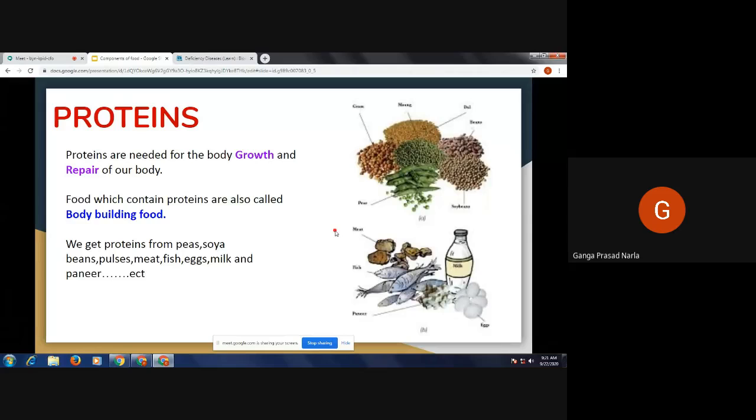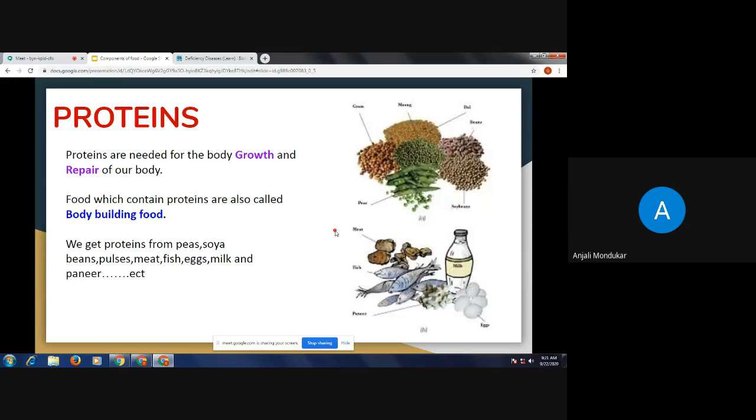So proteins are needed for the body to grow and repair our body parts. So protein helps us to grow our body, right? That's why the food which contains proteins, those food items, are called body building food, because they help us to grow our body, right? Is it clear, children?